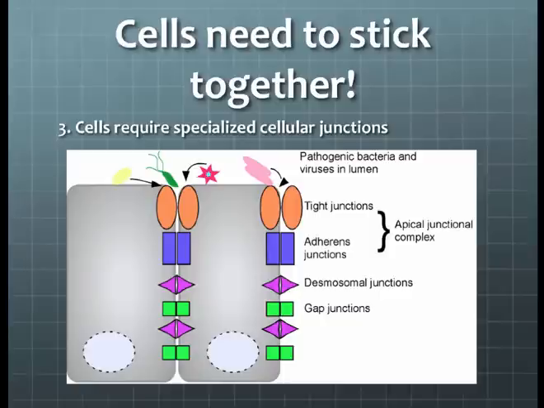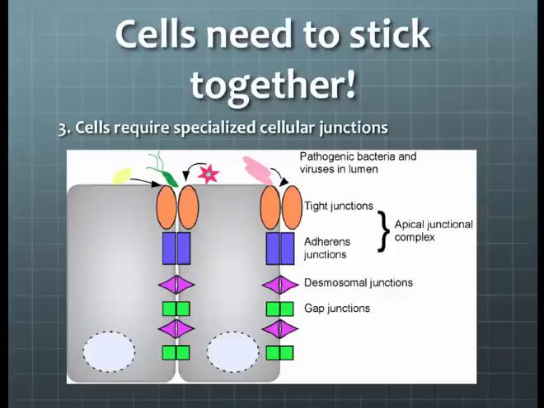So cells require specialized cellular junctions in order to, again, stick together. Cells that are next to each other are often connected by these special junctions. These junctions not only connect the cell, but they also allow certain molecules to pass through from cell to cell. And that allows for very coordinated activities of these cells within a tissue type, right? So all cells in a grouping have the same function in a tissue.